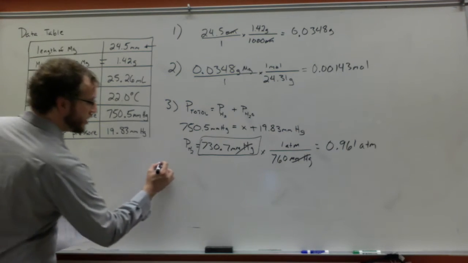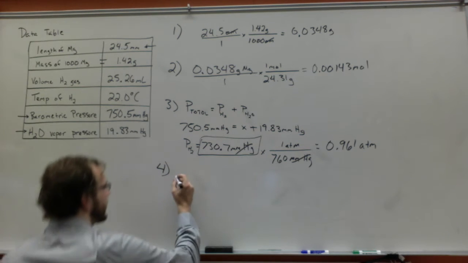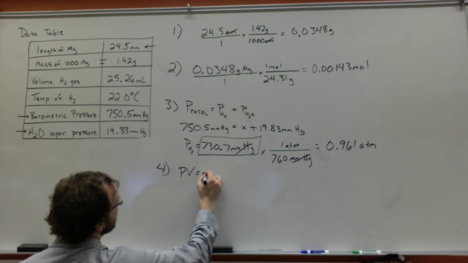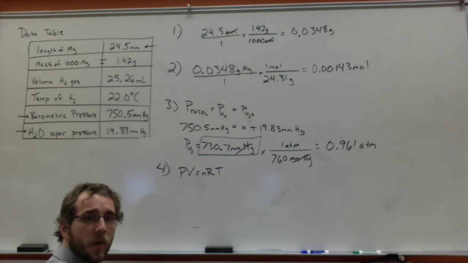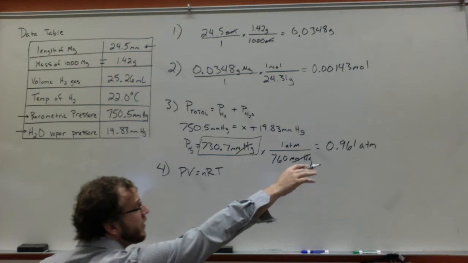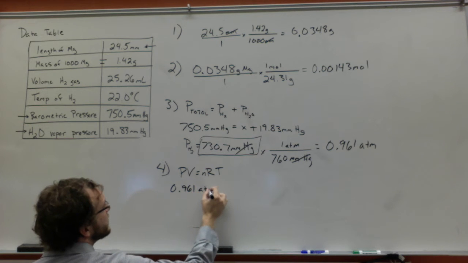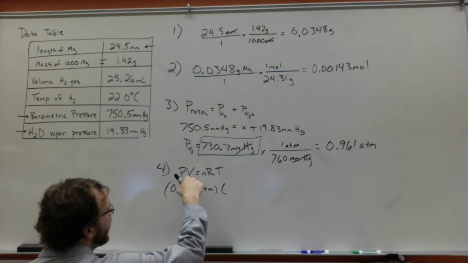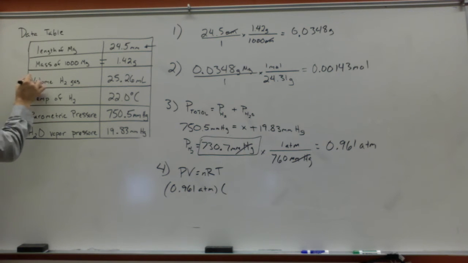Because number 4 says, using the ideal gas law, calculate the number of moles of hydrogen that were in your tube. How many particles were in there? Well, we know the ideal gas law is PV equals nRT. PV equals nRT. Cool. Pressure of the hydrogen, well, we just found that. That was 0.961 atmospheres. Volume of hydrogen, oh, we found that in the lab. That one was this guy right here.